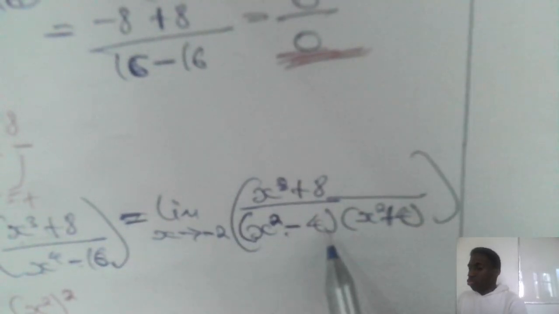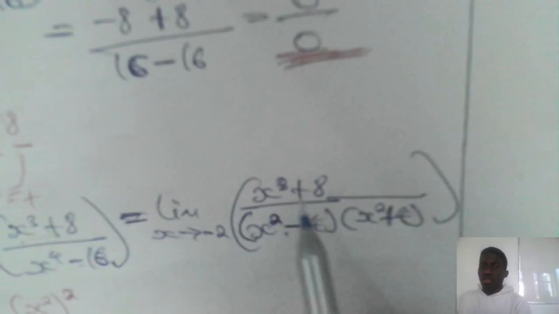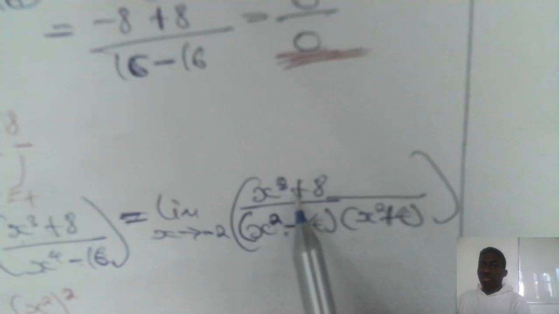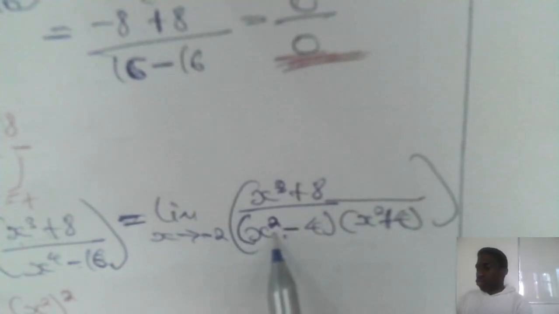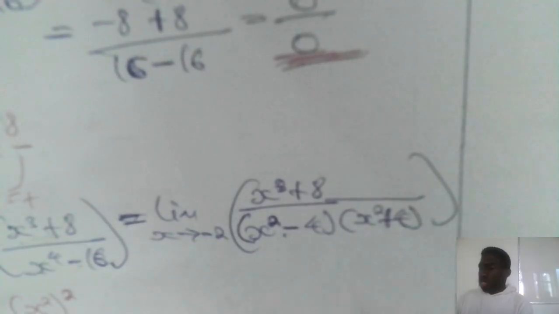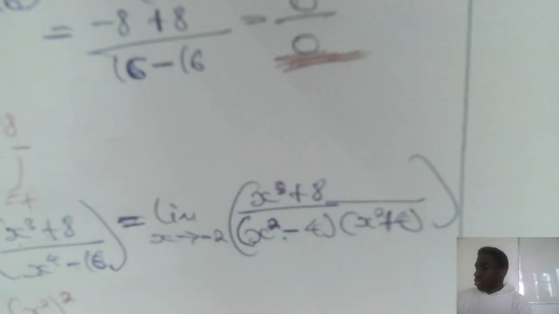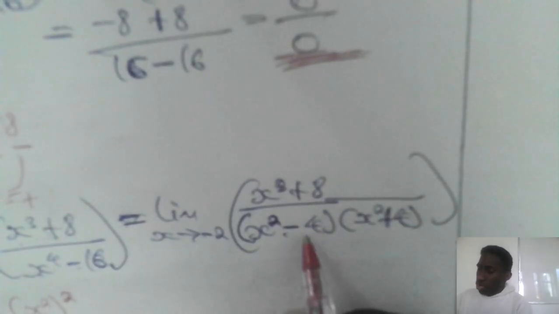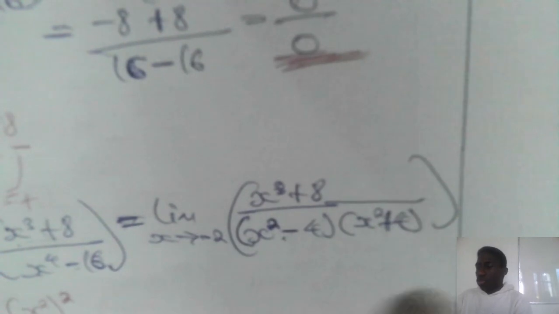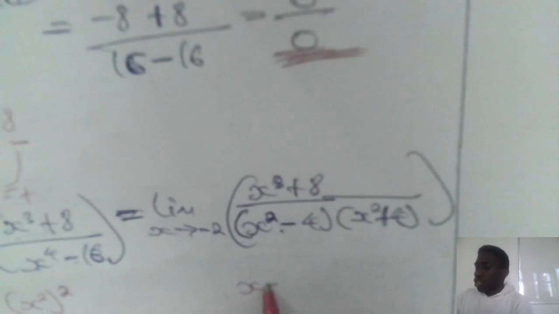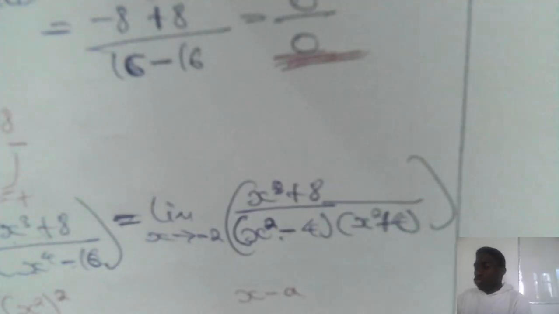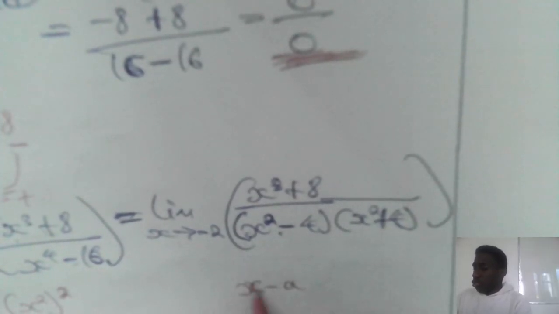So we look again, what can we do? We have x cubed plus 8. Can x cubed plus 8 actually be divided by x squared minus 4? Let's see. Basically, this is x squared minus 4, so it's not in the form of x minus a. There's not really much we can do because it's not in that form.